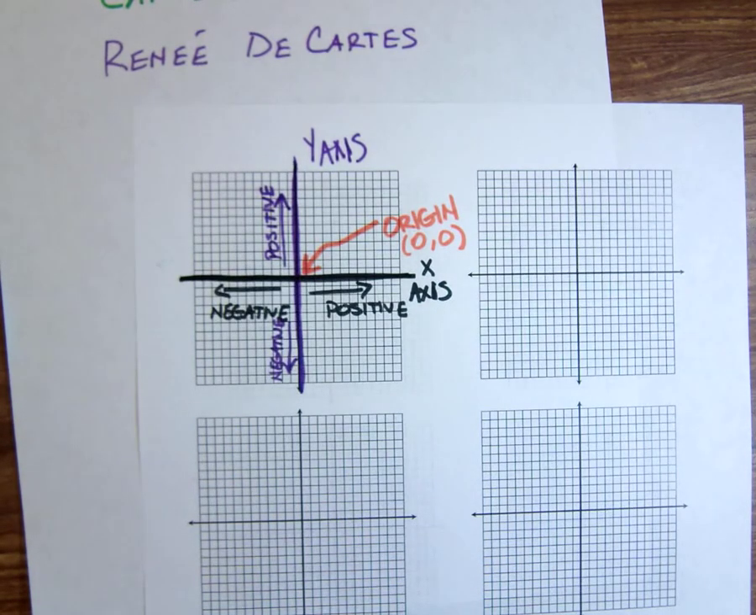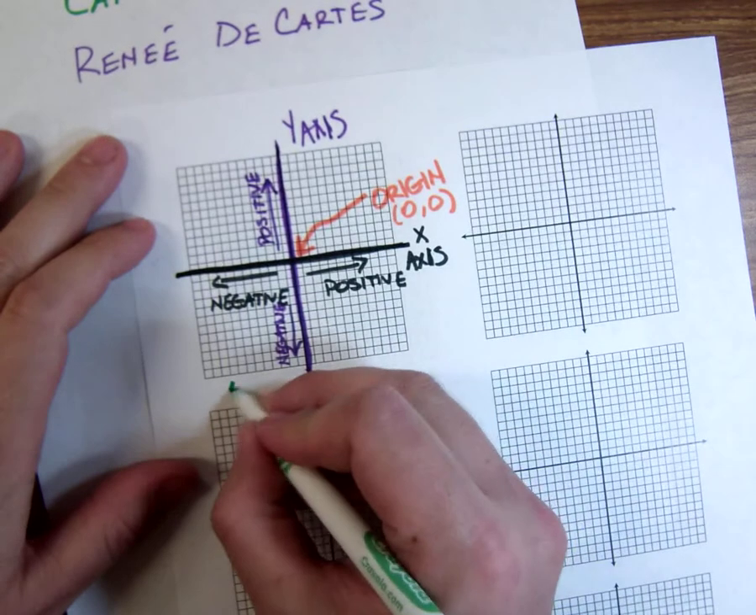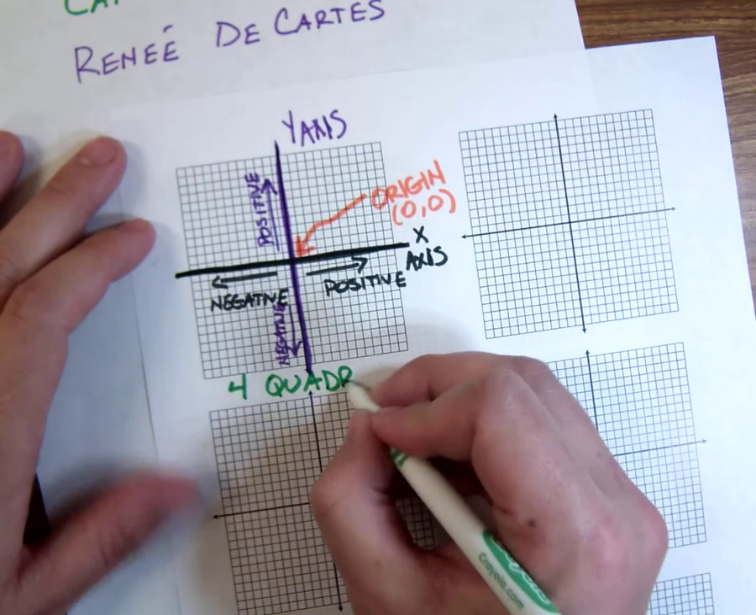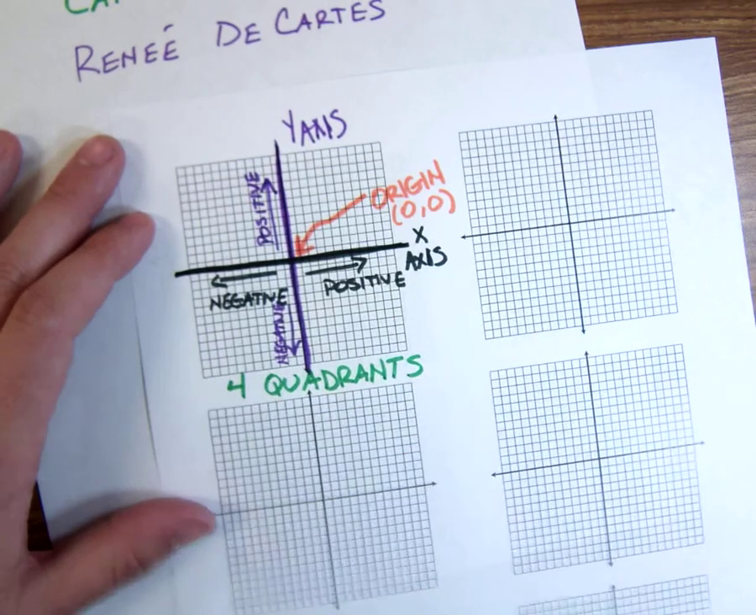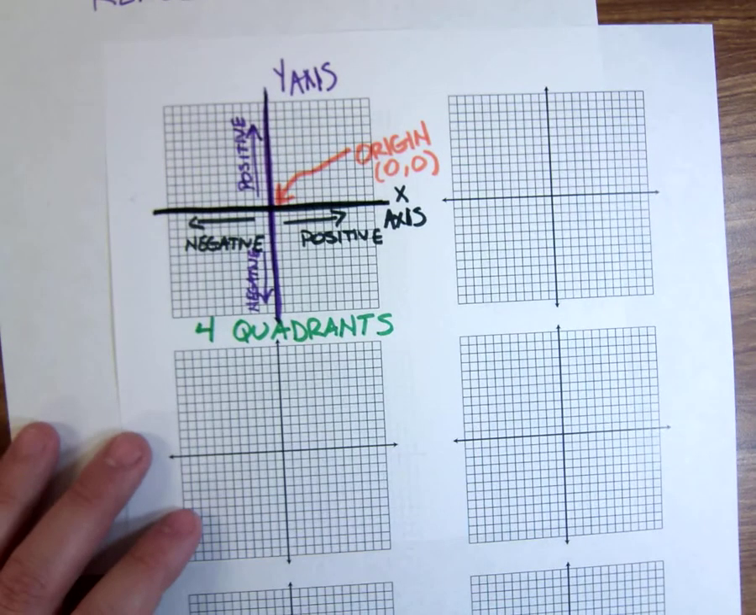A Cartesian plane is divided by those axes into 4 sections, and we call those sections quadrants. So there are 4 quadrants. And the names of those 4 quadrants are Jeff, Franco, Chantil, and Jorge.